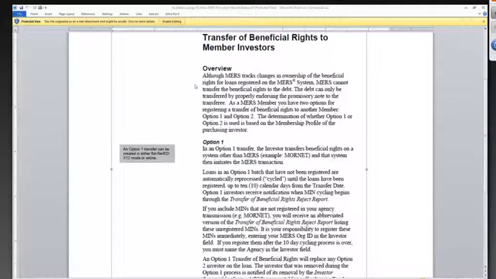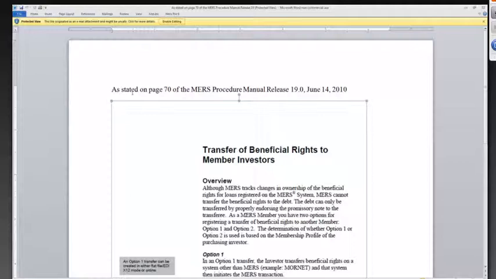So look at the overview. Although MERS tracks changes in ownership of beneficial rights for loans registered on the MERS system, it cannot transfer the beneficial rights to the debt. The debt can only be transferred by properly endorsing the promissory note to the transferee. Again, this is off of MERS' own information. I've taken it right out of their book.